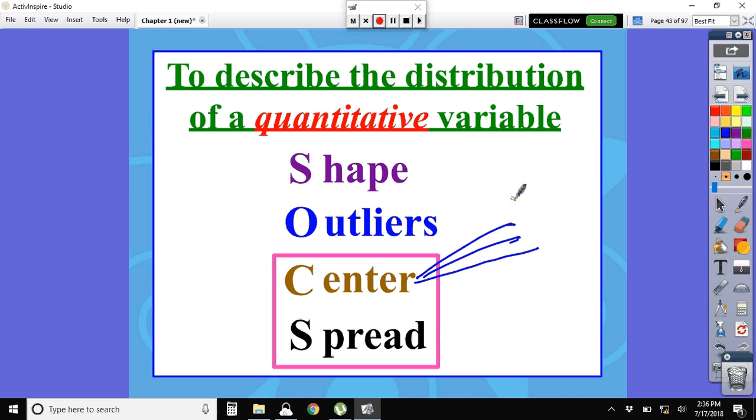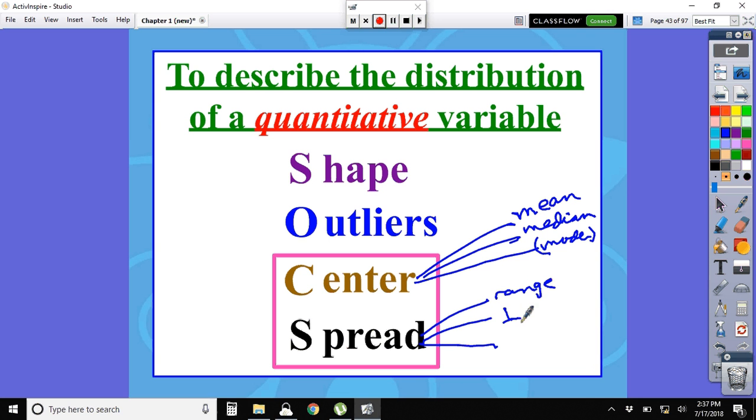Because with center, we said there were three different types of centers. There was mean, median, and mode. And mode really wasn't going to be used very frequently, so I'll just put it in parentheses. But mean versus median. And then for spread, we had three measures of spread. We had range, max minus min. We had IQR, Q3 minus Q1. And we also had standard deviation.